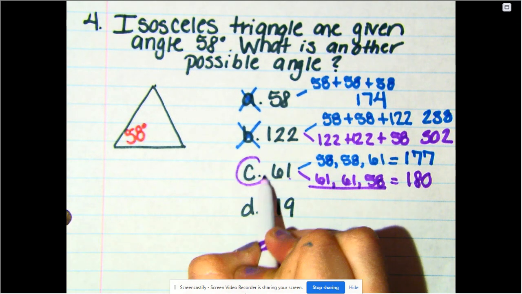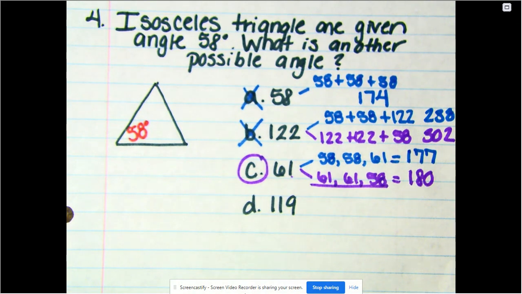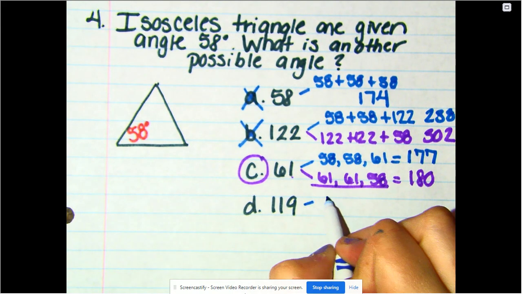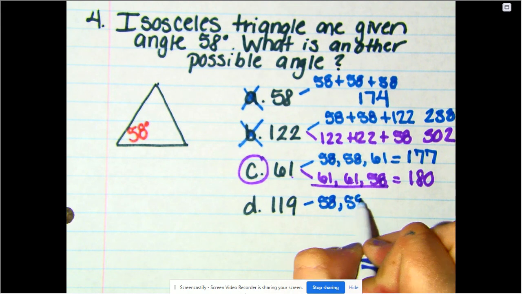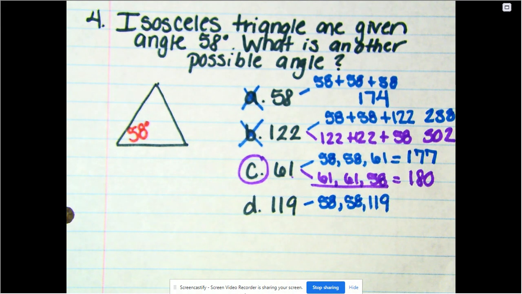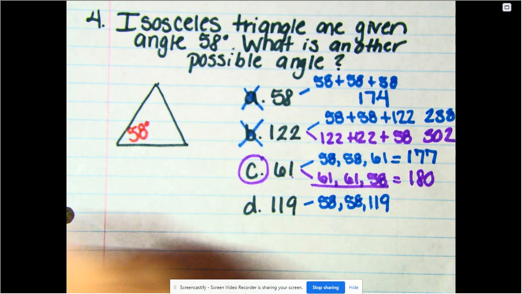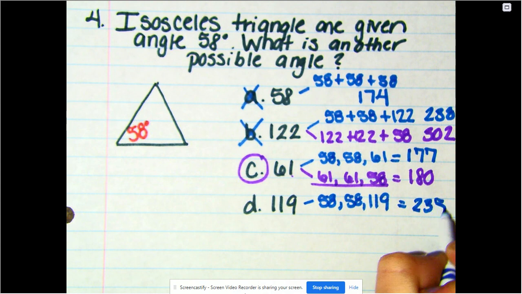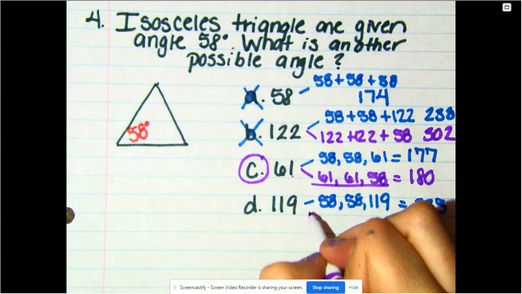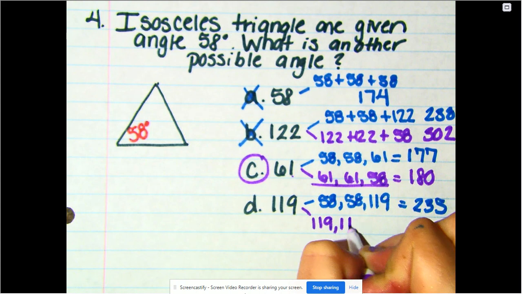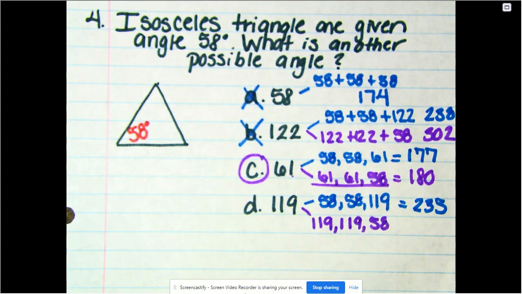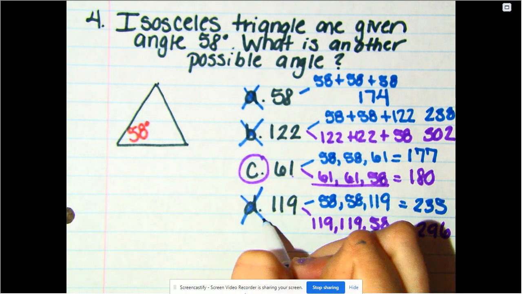So this is the answer, but you know, Miss Sam's, I want to make sure, and I want you to be sure that you are sure. Let's go ahead and try 119 anyways. So we're going to do 58, 58, 119. And you know it, that was bigger than 180. And then the other possibility could be that 119 is the one that repeats. And 119 plus 119 obviously is bigger than 180, but I just want to be sure. That number comes out to be 296. So nope, D was not the correct answer.